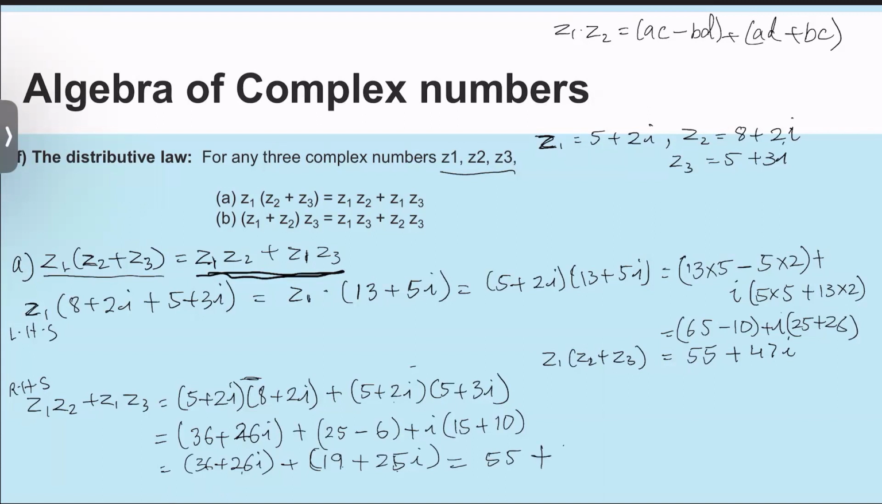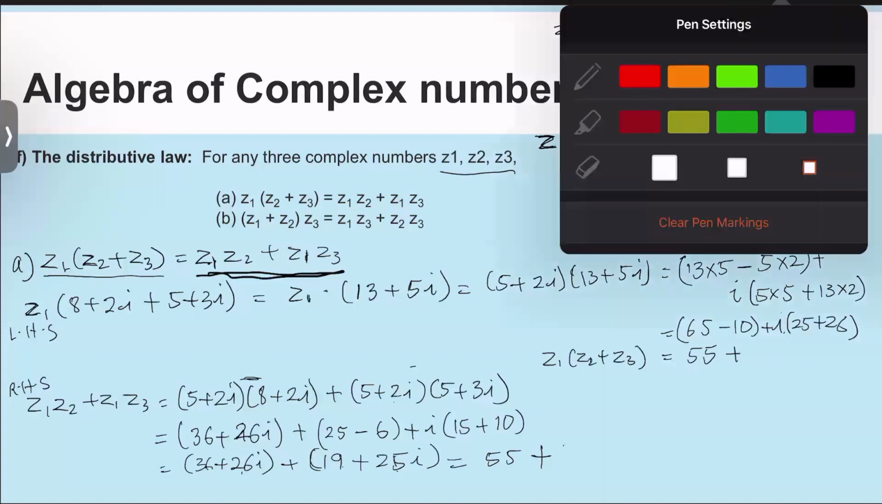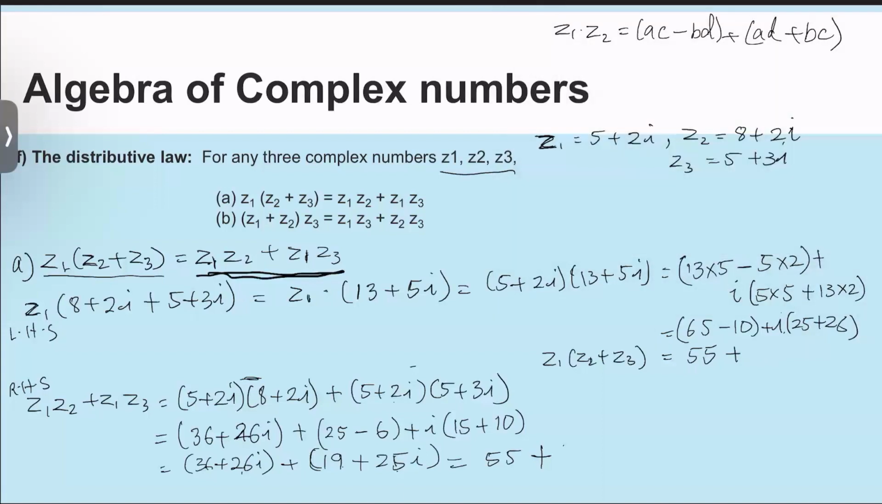Sorry, there's a difference. Yeah, this was wrongly solved by me. This is corrected. Where 20 plus 25 plus 26 is actually 3i. I'm extremely sorry for that mistake. So when you add 26i plus 25i, you get 53i.